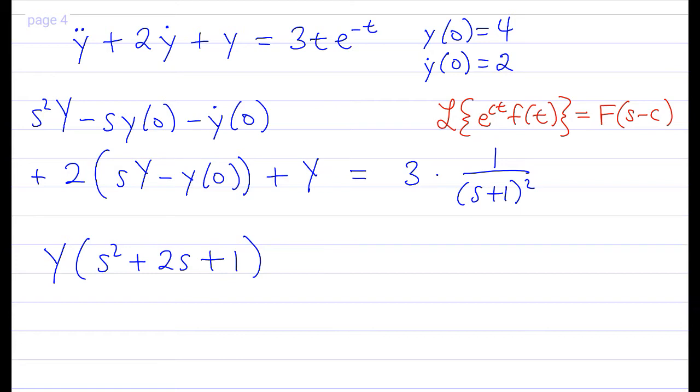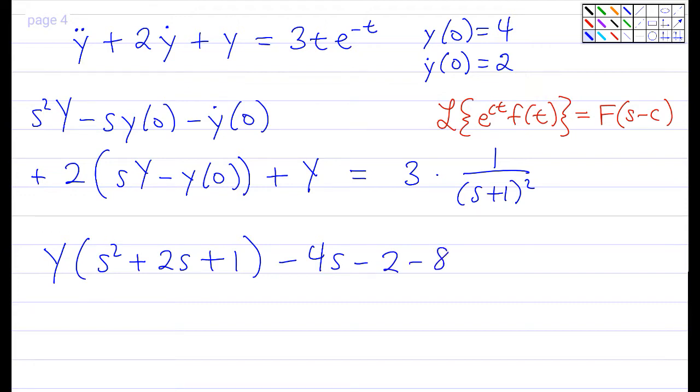I can fill in my values for y of 0 and y dot of 0. So I get minus 4s minus 2 minus 8. I think I did that right. Right, we had minus 2, and then I had plus 2 times minus y0. That's a minus 8. Looks like we got it. And that's equal to 3 over (s plus 1) quantity squared.